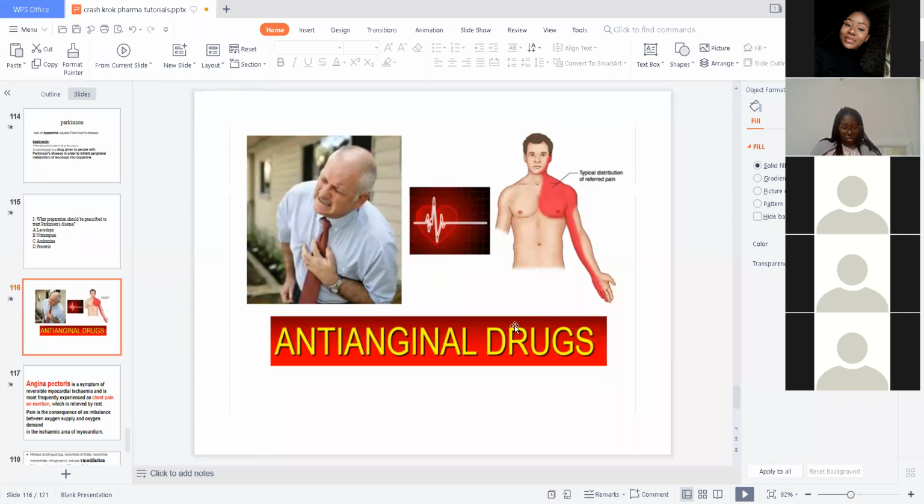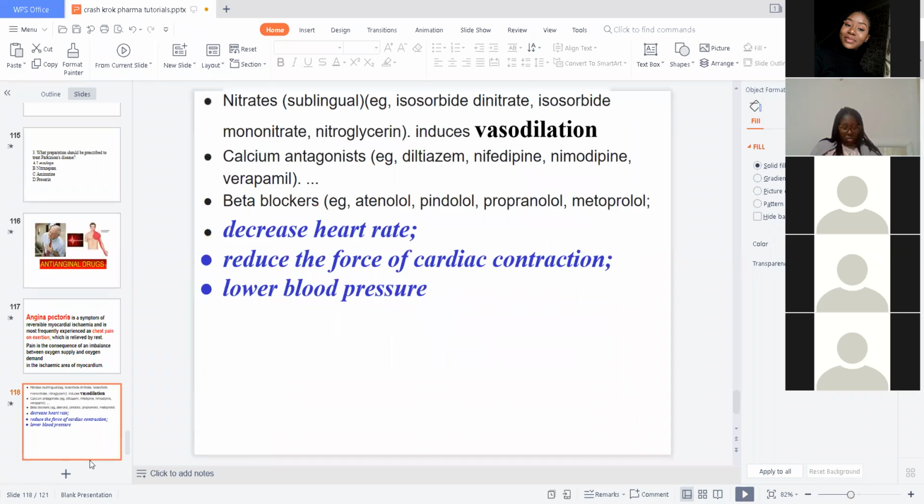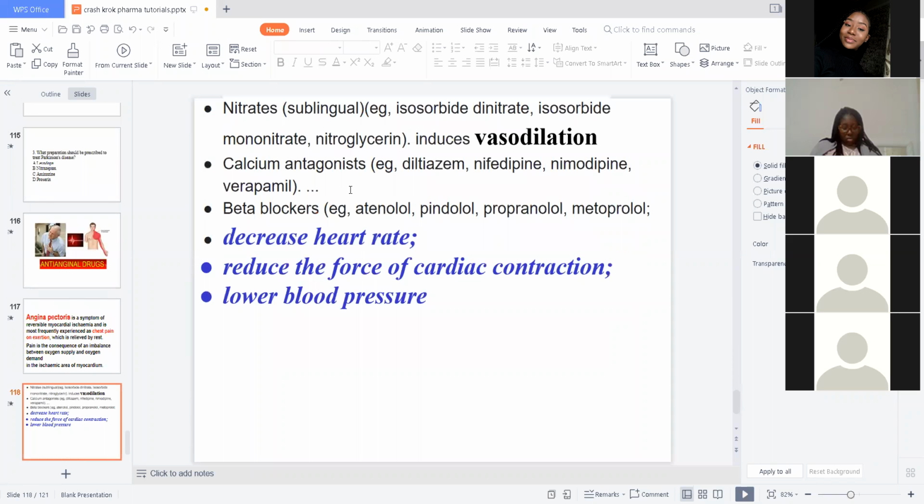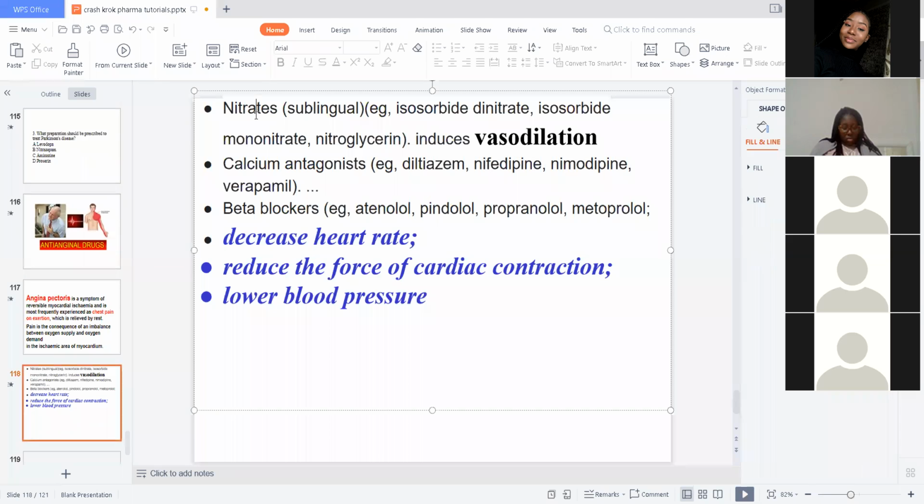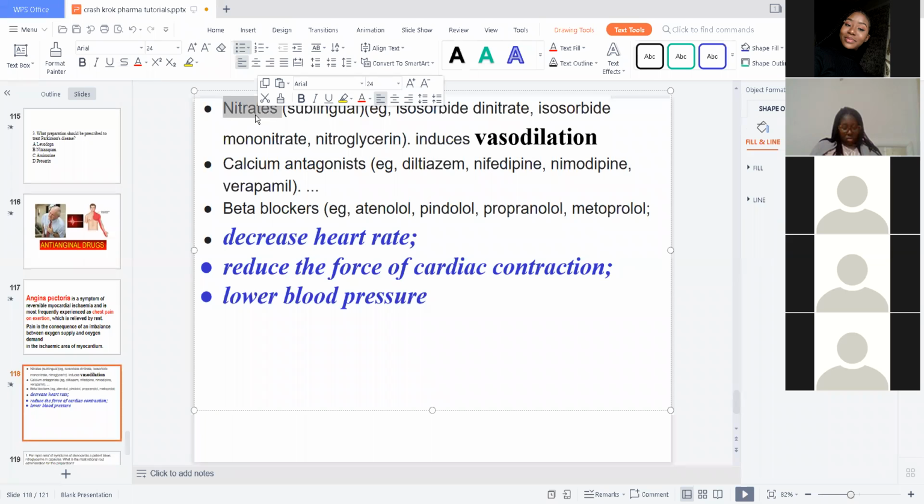Angina, like we said earlier, is chest pain. So anti-angina drugs are anti-chest pain drugs. What drugs are we going to give when someone has chest pain? The drugs are nitrates, calcium antagonists, and beta blockers. I want you to take note of nitrates. This is the most popular drug for chest pain. Nitrates are taken sublingually. Examples are isosorbide dinitrate, isosorbide mononitrate, and nitroglycerin. They cause vasodilation and reduce chest pain.